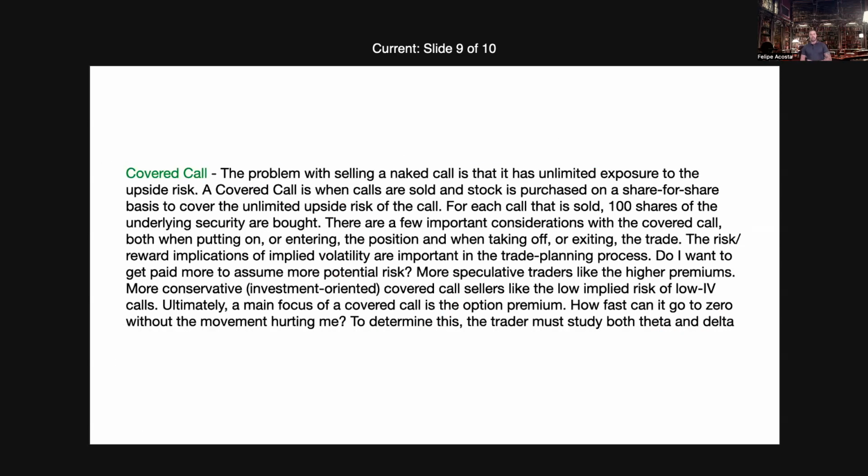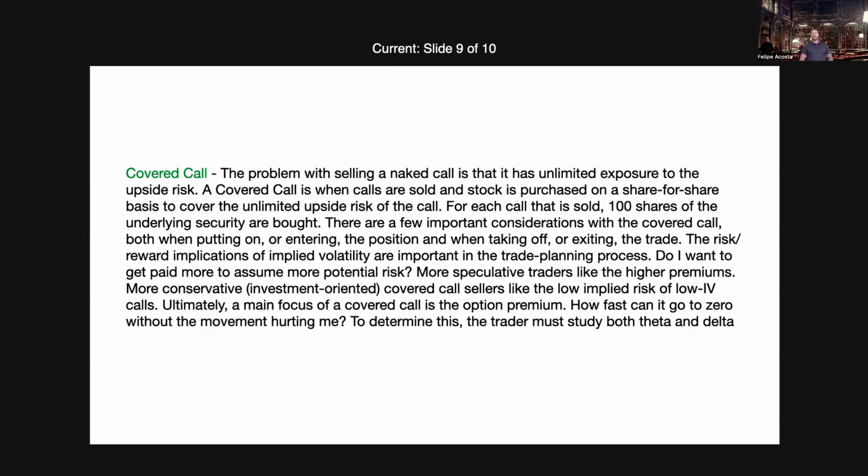So here I have a strategy, covered call, right? The problem basically with selling a naked call is that it has unlimited exposure to the underlying, basically upside risk, right? A covered call is when calls are sold, so a short position, right? And stock is purchased on a share for share basis to cover the unlimited upside risk of the call. For each call that is sold, 100 shares of the underlying security are bought.